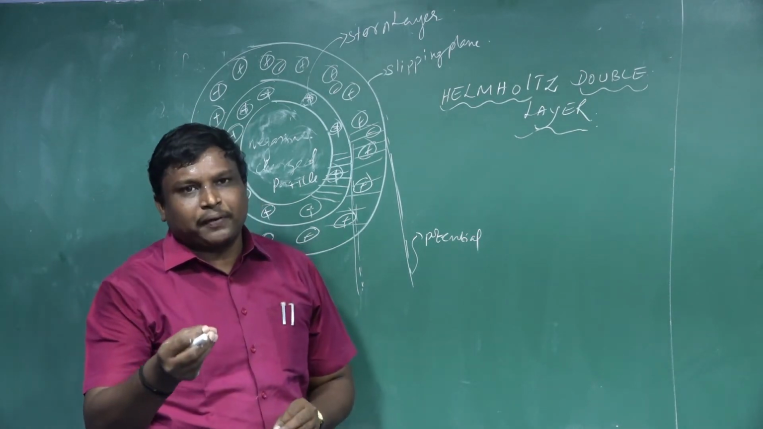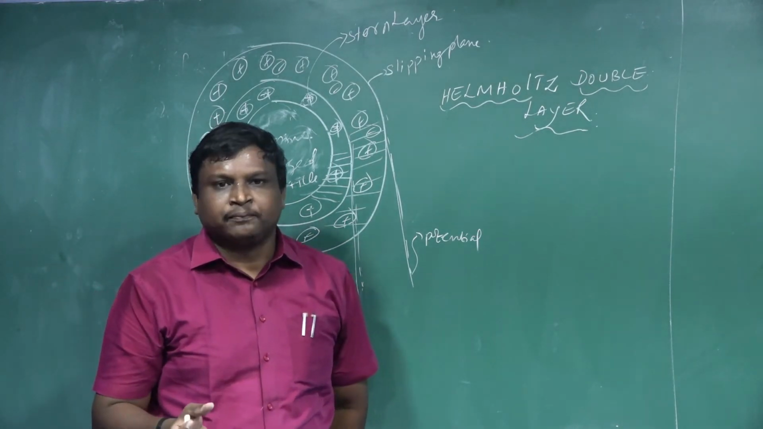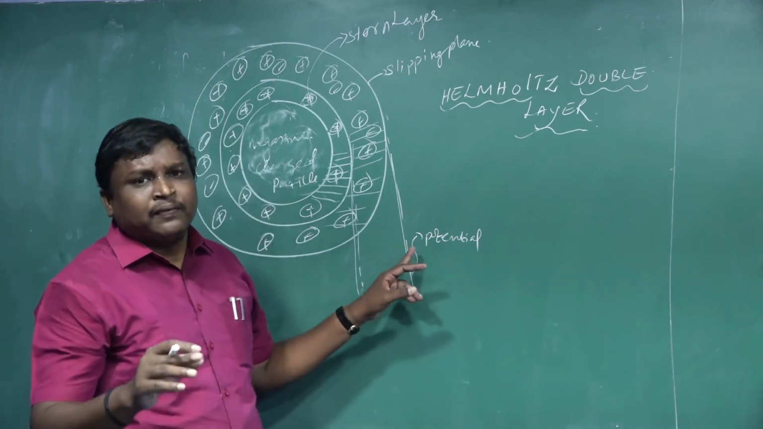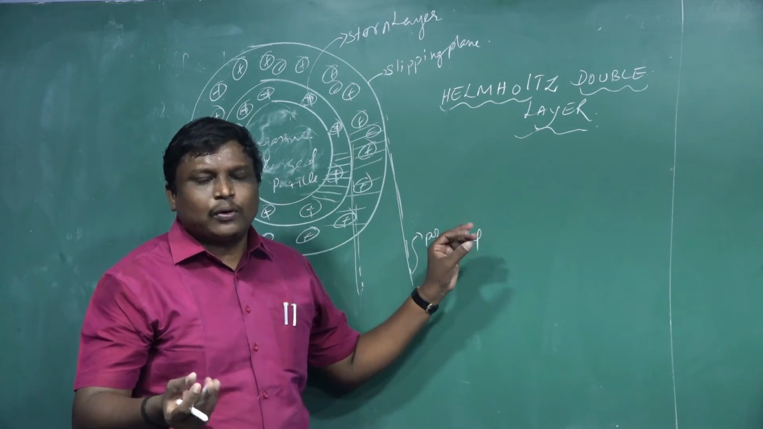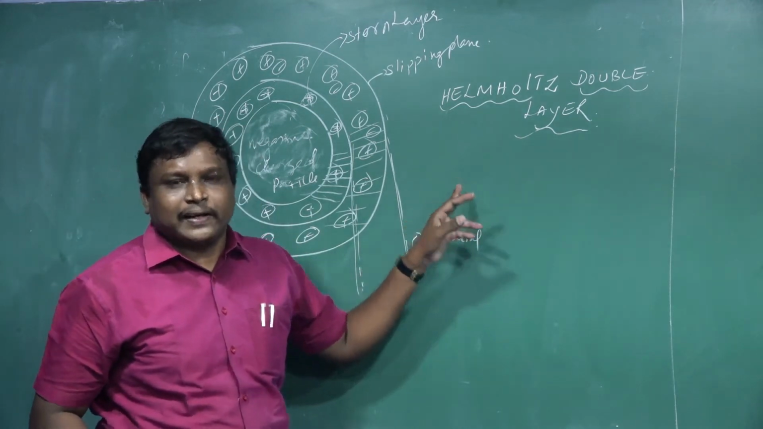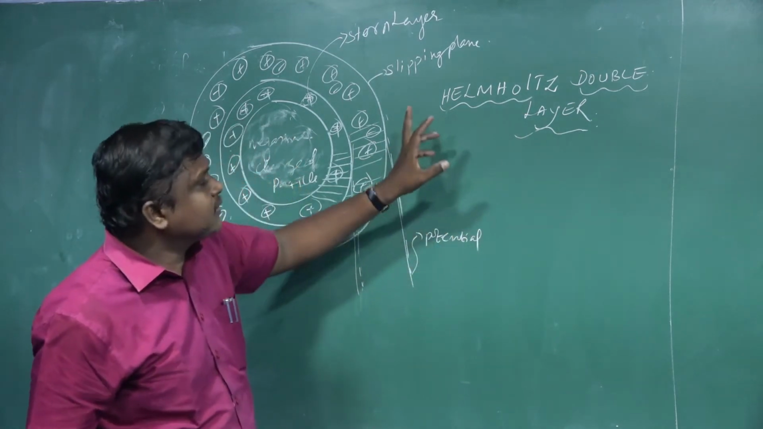There are three properties of colloids. First, optical property, example, Tyndall effect. Second one, kinetic properties. Third one, electrical property. So electrical property is the double layer.